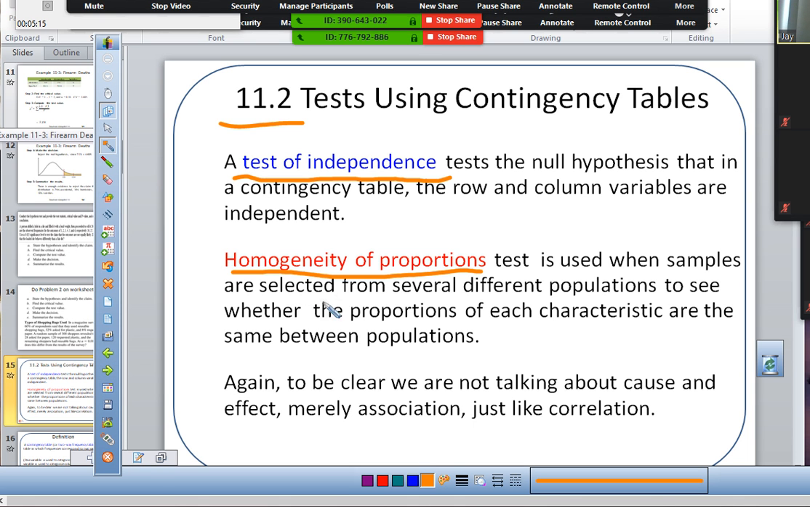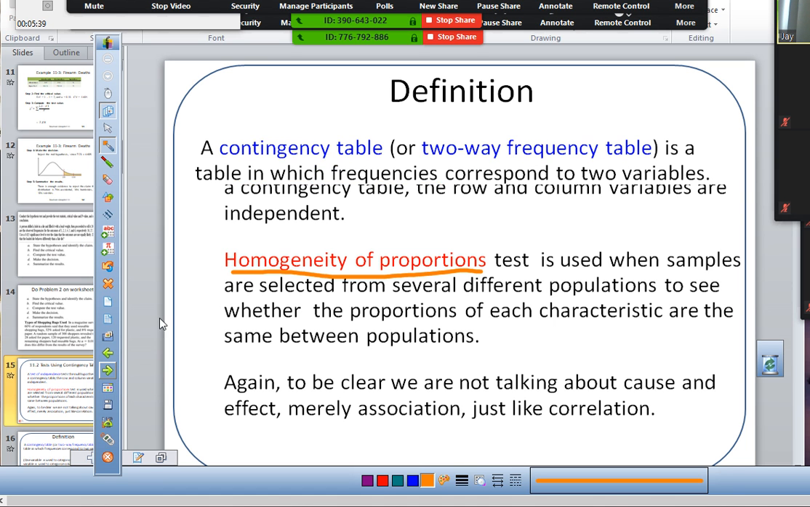Homogeneity of proportions. Test to see whether the proportions are the same. Those are the same tests, because if your proportions are equal, homogeneous, the same, then your variables are independent. They are basically the exact same test. And we use just that one chi-square test for both of them.